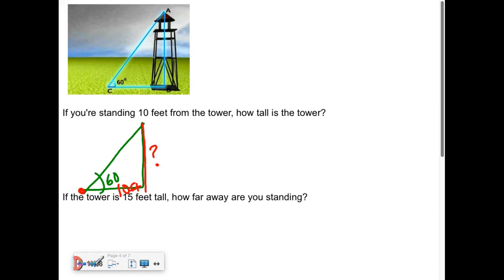Right now, based on all of our side lengths, it looks like we have adjacent and opposite. So that means we're going to use our tangent. So we're given 60 degrees. We don't know the opposite, but we do know our adjacent is 10.